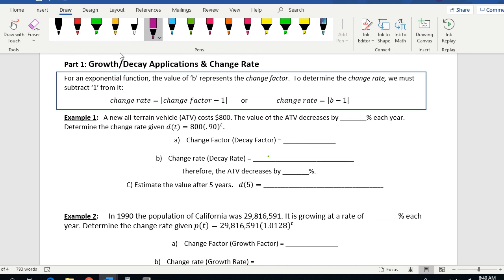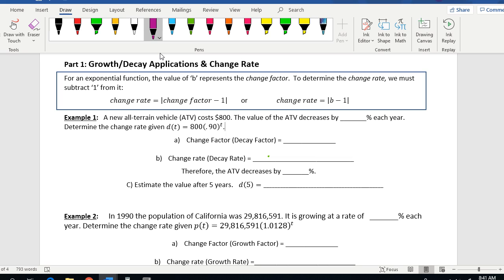All right, so let's look at part one, which is the growth, decay, applications, and change rate. For an exponential function, the value of b represents the change factor. And this is what we've been looking at since the beginning of the unit. If b is greater than 1, it's a growth. And if b is between 0 and 1, it's a decay.